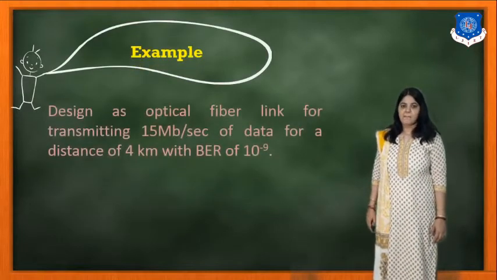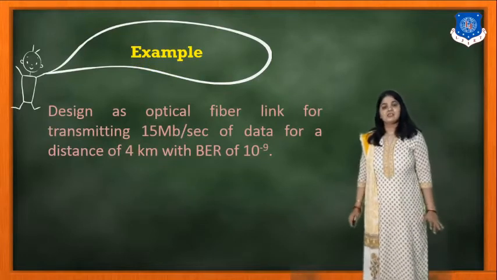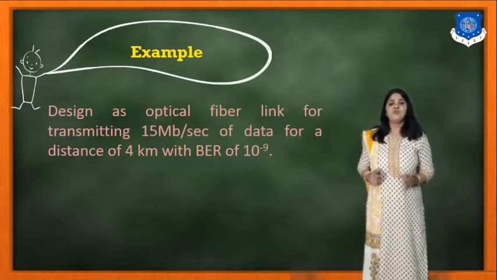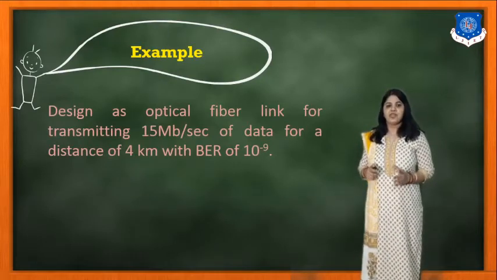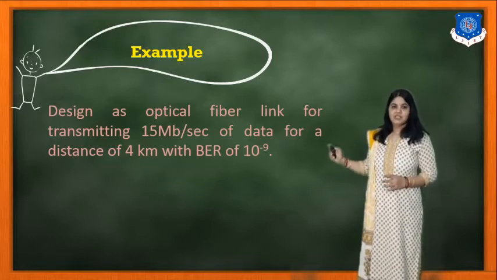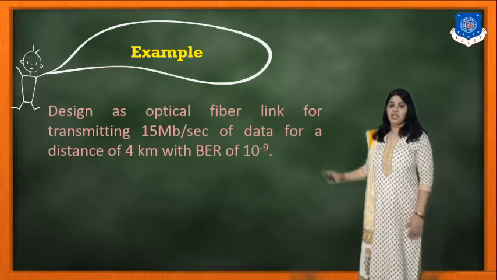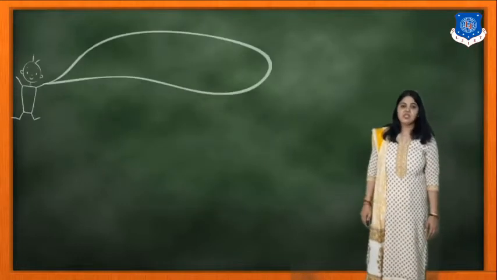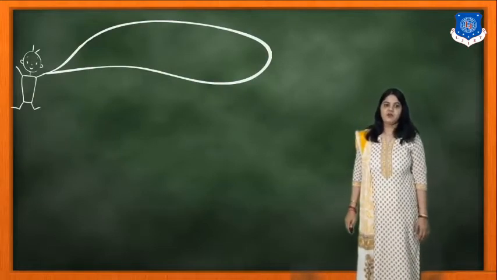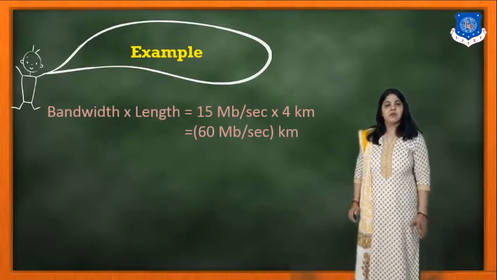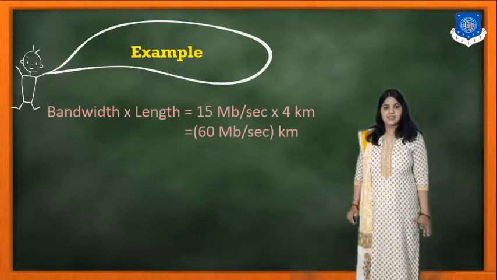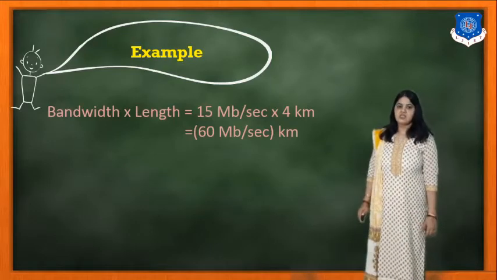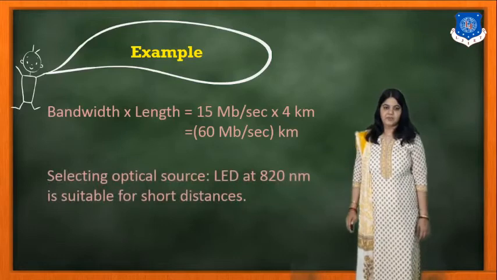Now we'll solve an example based on the link power budget method. The example is: design an optical fiber link for transmitting 15 Mb per second of data for a distance of 4 km with a BER of 10 raised to minus 9. So here is the data given to us and we need to find it out. Bandwidth multiplied by the length: 15 Mb per second multiplied by 4 km.